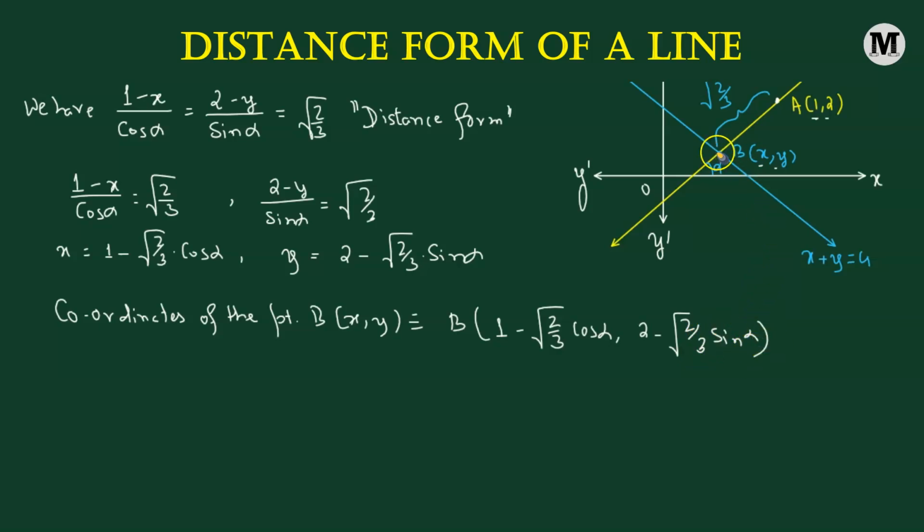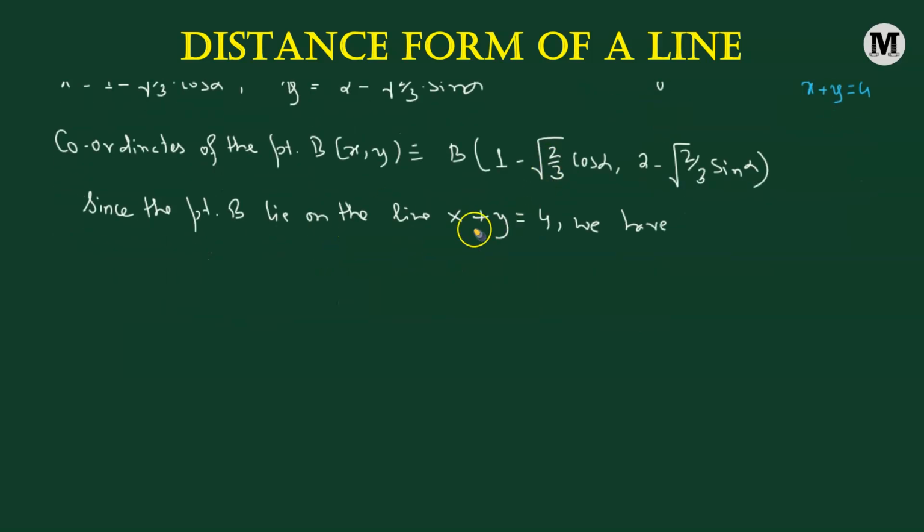Now, as we can see here, the point B is clearly also going to lie on the line x plus y equals 4. So here we can say that since the point B lies on the line x plus y equals 4, in other words, the coordinates of the point B are going to satisfy the equation.